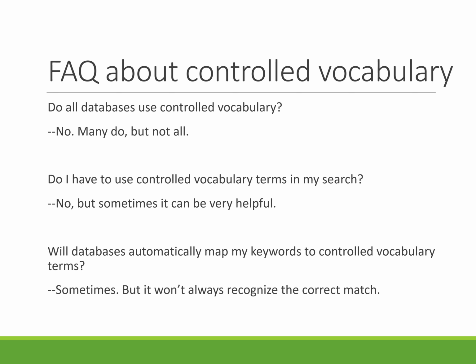Will databases automatically map your keywords to controlled vocabulary terms? So it means, like, could you just put in heart attack and it would just know to bring back something that was tagged only with myocardial infarction? Sometimes some databases, again, are able to do that, but it won't always necessarily recognize the correct match. If the term you're using is quite dissimilar to the one it's using, it may not be able to make that connection.